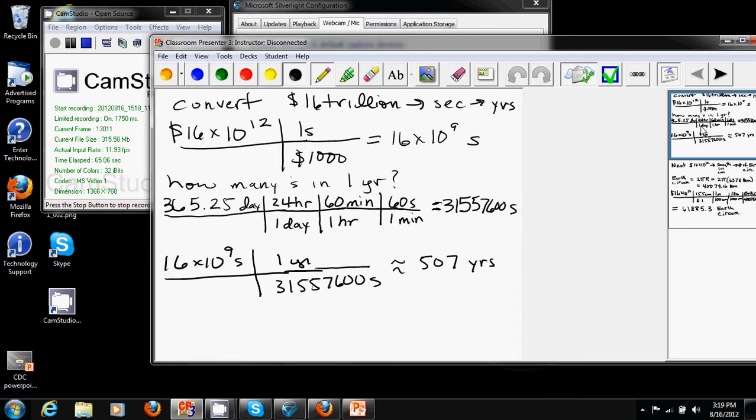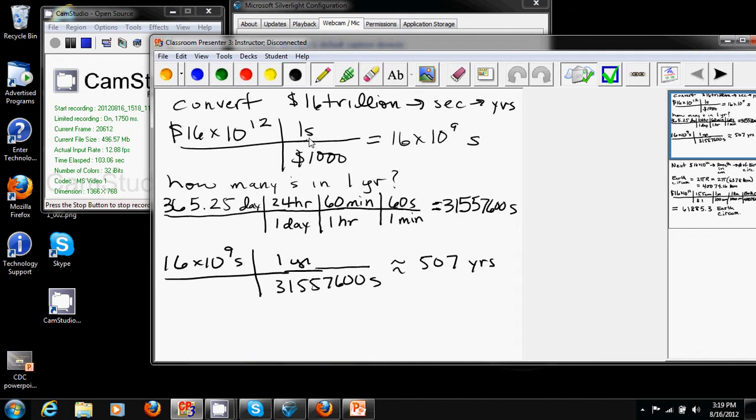Okay, now I've worked this out for you on Classroom Presenter here. For Part A, where they want you to convert $16 trillion into a time in years, you're going to first go from 16 trillion to seconds and then to years. So $16 trillion, here's my units, here's the dollar sign. 16 trillion is 16 times 10 to the 12. And then if you pay it off at the rate of $1,000 per second, then you convert to seconds pretty easily. If you're going from dollars to seconds, then you have to divide out by dollars and multiply by the seconds.